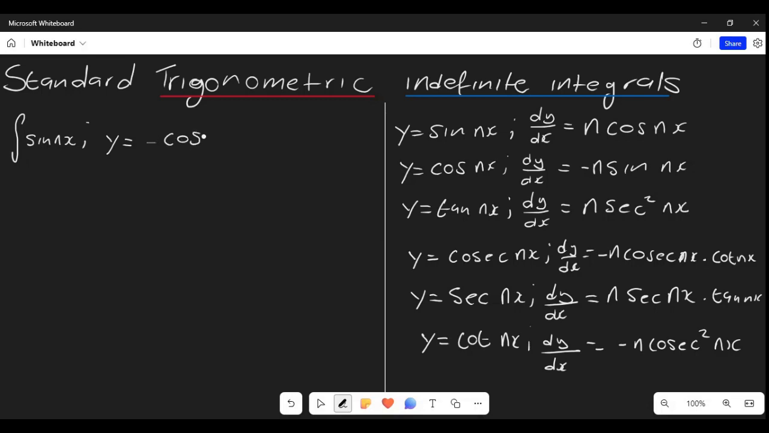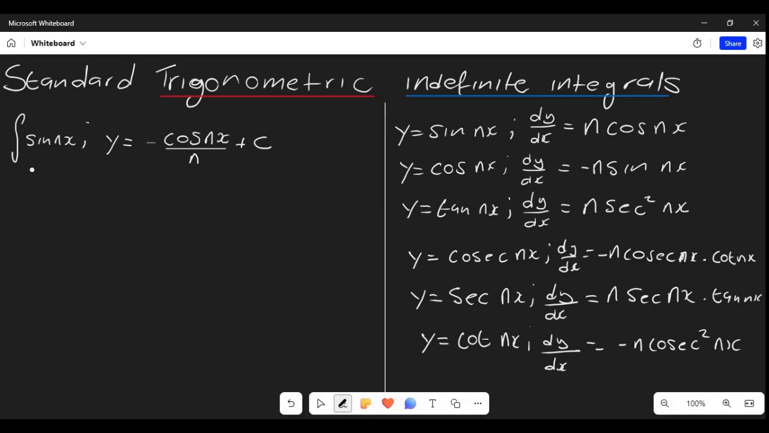The integral is going to be negative cos nx divided by n. So that is going to be for sin.